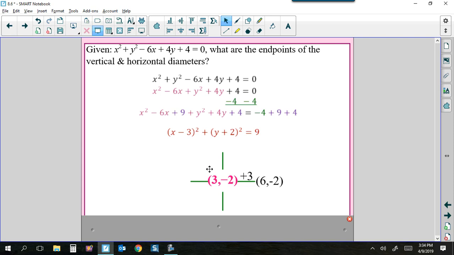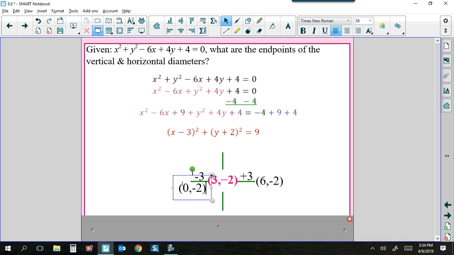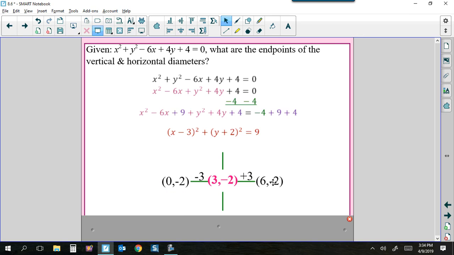I'm going to do exactly the same for this one. But instead of going right 3, I'm going negative 3. And if you remember from your translation day, going left was a negative move, so we're going to simply subtract. So because I'm subtracting 3 from 3, I get 0, negative 2. So there are what I had in color blue on your graph on the last problem. Those are the horizontal diameter points. So now we've got to get our vertical.